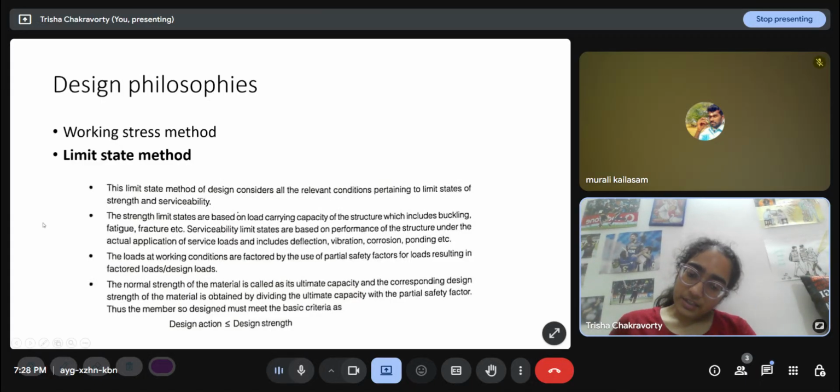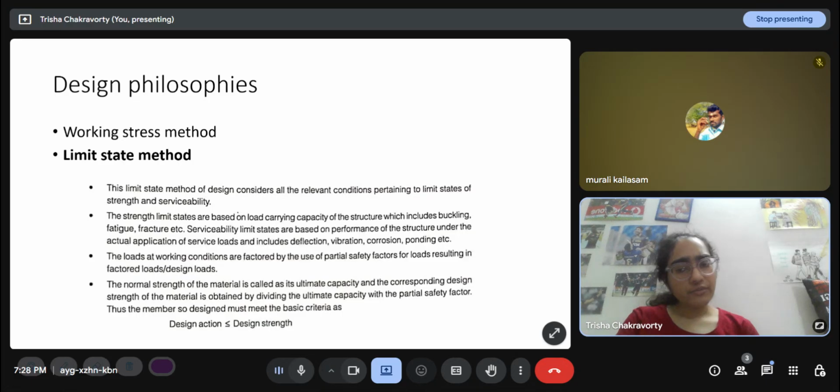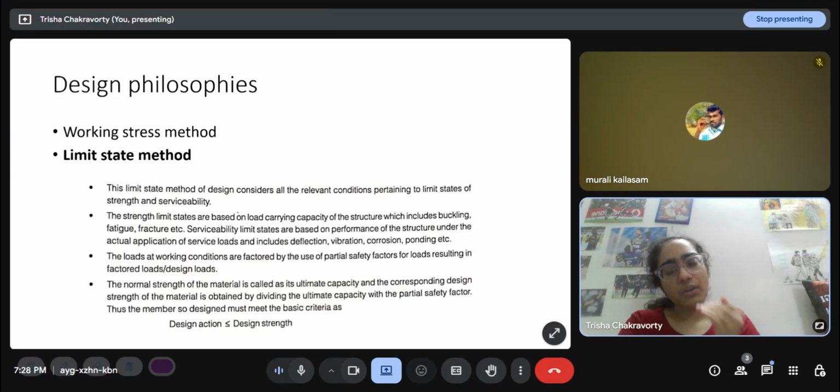The basic philosophy here is the design action should be less than the design strength for each limit state. Each limit state corresponds to each possible mode of failure. For a particular element not to fail, none of the modes of failure can happen, so I have to individually satisfy all the modes of failure. So the design action, basically the load times the factor of safety, should be less.